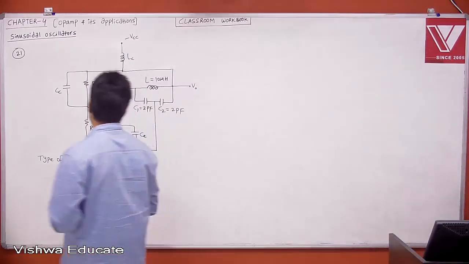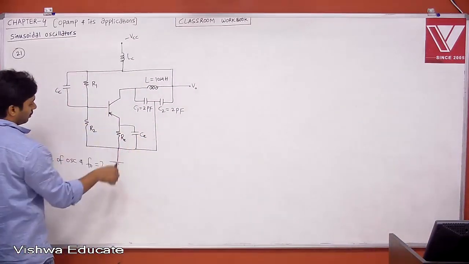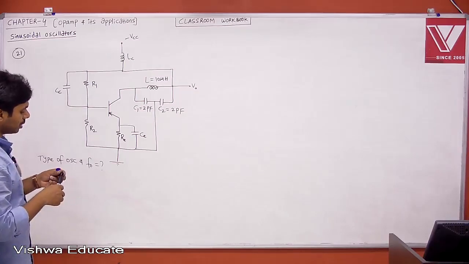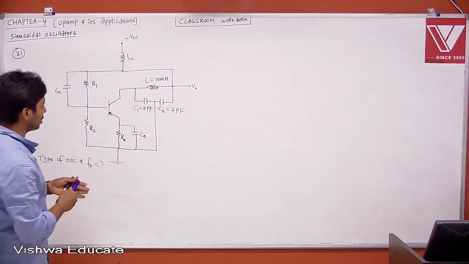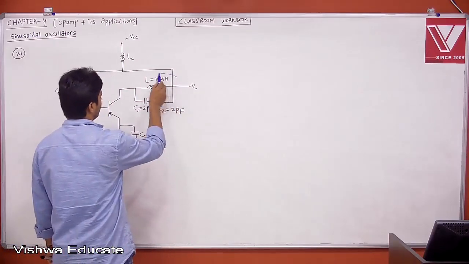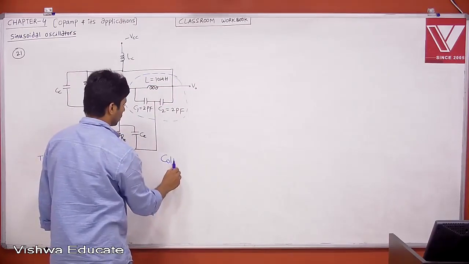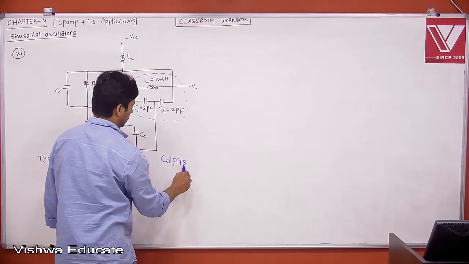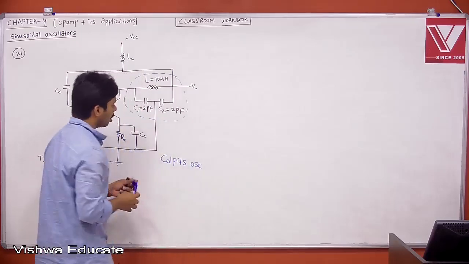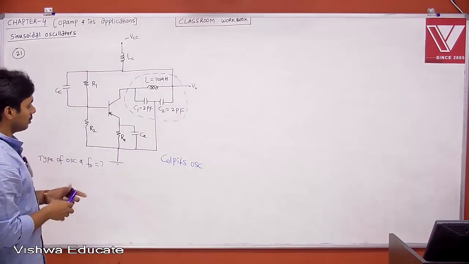Therefore, this is nothing but a split capacitor, right? C1, C2 with ground. Therefore, what is this oscillator? This is basically a Colpitts oscillator, because this is nothing but your beta network, right? Therefore, this is your Colpitts oscillator. When I say this is a Colpitts oscillator, what is the frequency of oscillation?